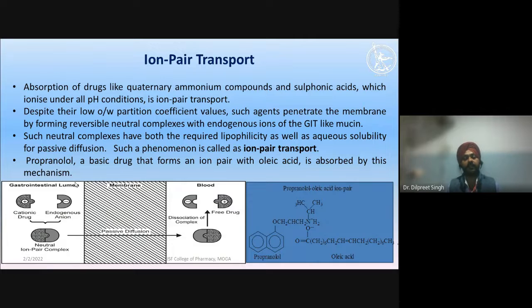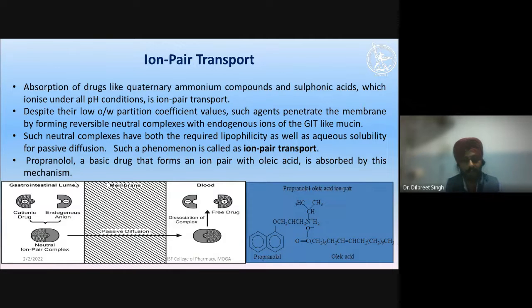For agents with low oil water partition coefficient values, they penetrate the membrane by forming reversible neutral complexes with endogenous ions of the GIT, like mucin. So mucin is basically an endogenous component which promotes absorption through ion pair transport. The formed neutral complexes have the ability to improve both the lipophilicity as well as the aqueous solubility, which promotes passive diffusion. This type of system is called ion pair transport.